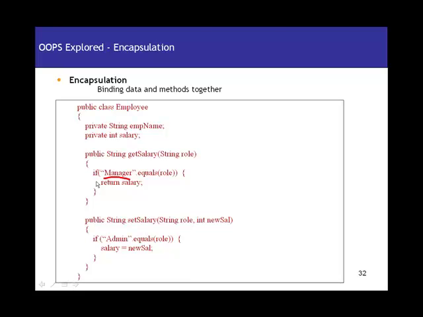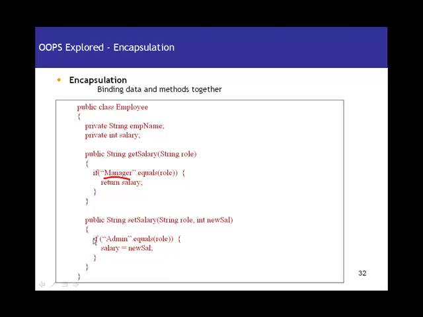So what about the set salary method? Who can set a salary for a person? Can the employee himself set salary? No. Can the manager set a salary for his employee? No. The admin? Yes, probably yes, right? So I'm going to check the role again here in set salary as well. If the person who is calling the set salary method is an admin, then only I'm going to allow the person to set the salary to some new value.